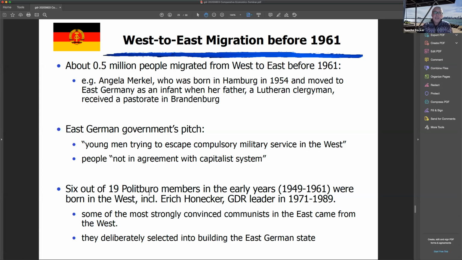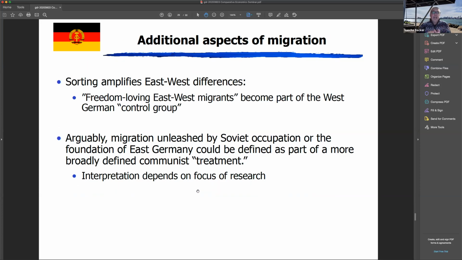Also interesting is the fact that the Politburo, which ran the country in its early years, 1949 to 61, so before the Berlin Wall, had 19 members in total over that whole period. Out of those, 6 were born in the West, including Honecker himself, who was then also the last GDR leader. So some of the most strongly convinced communists, the ones willing to run the country under a communist regime, came from the West, and they deliberately selected into building the East German state. So, additional aspects of migration.